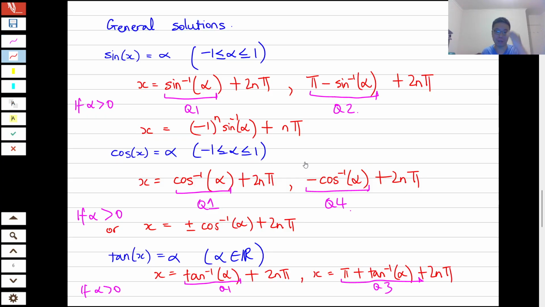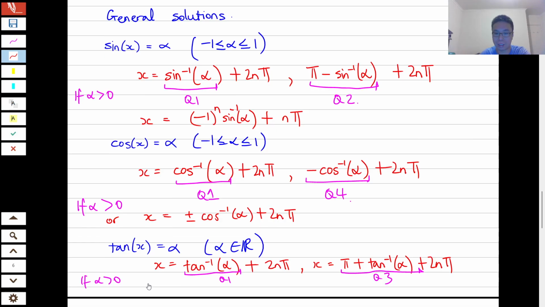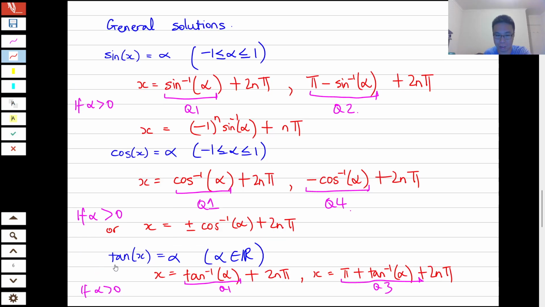But we can actually write this more concisely, just like we did for the sine solution, and that is as follows. So the general solution for tan x equals alpha is x equals inverse tan of alpha plus n pi. So instead of 2n pi, we'll just need to add any multiple of pi we like and add on inverse tan of alpha.